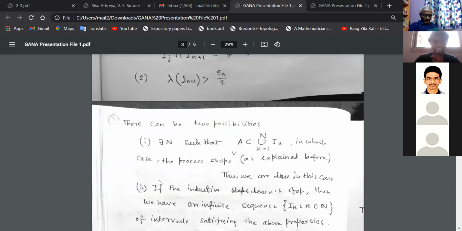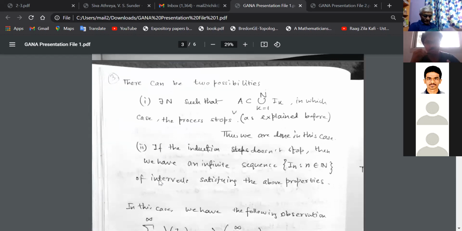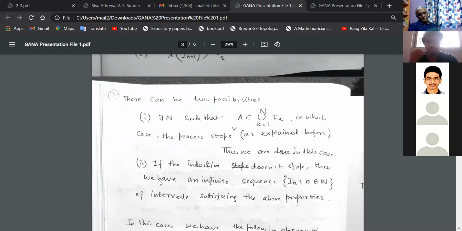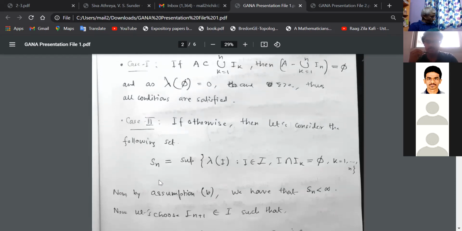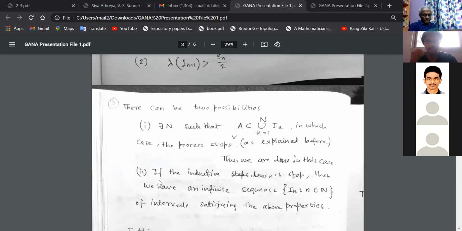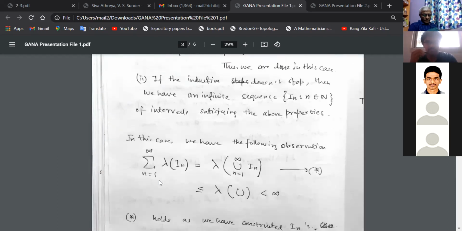Now again, there can be two possibilities. There exists an n after which the process will be terminated. I mean, after some capital Nth step, A will be contained inside the union. Because we need to show that there exists a finite collection of intervals, if we can find a capital N such that A is contained inside the union, then by the previous argument in case one, lambda of the remainder will be 0, and thus we will be done, as previously done in this case.